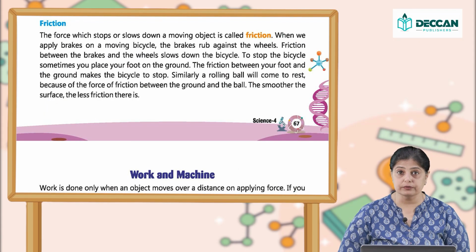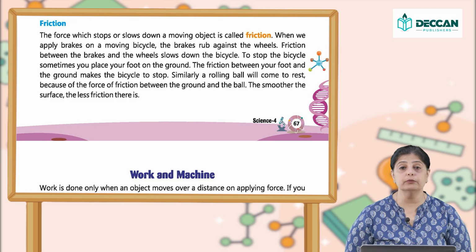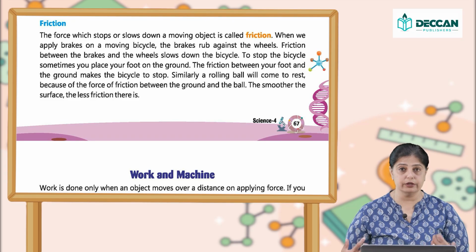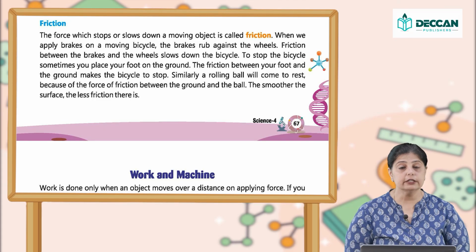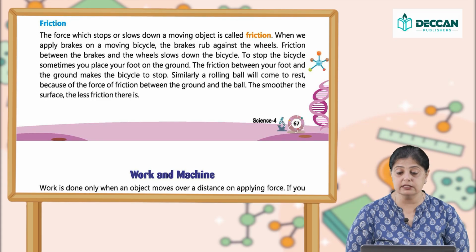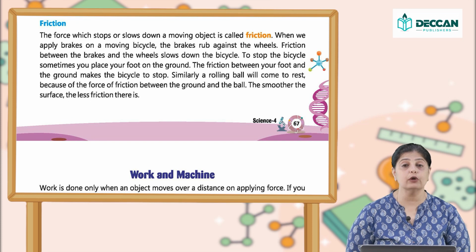Next is friction. Now, when you rub something, what happens? You feel friction. The force which stops or slows down a moving object is known as friction. When we apply brakes on a moving bicycle, okay, you are riding a bicycle and you apply the brakes. The brakes rub against the wheels, and friction between the brakes and the wheels slows down the bicycle.